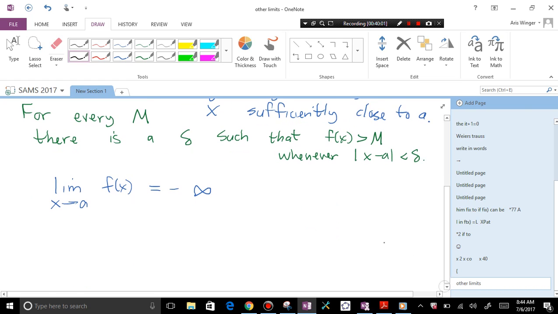What would we say about this one? The limit as x goes to a of f of x is negative infinity. This means that for any m, I can make f of x what relationship to m? Less than m. For any negative m, I can make f of x less than m by making x sufficiently close to a. And so the definition of a vertical asymptote is this.